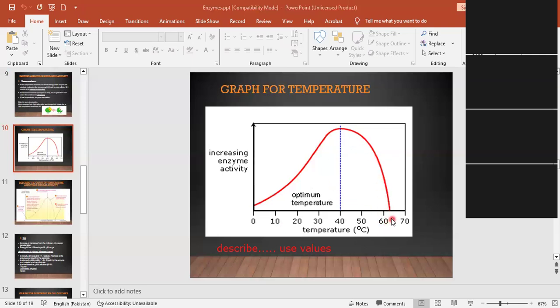At what temperature? At 60. Put it here, for example it would be 60 to 63. The reaction stopped at 60 to 63. This is my description.